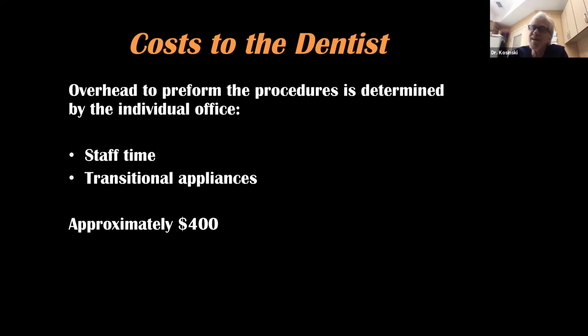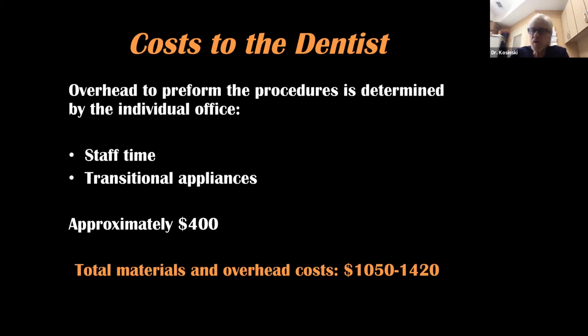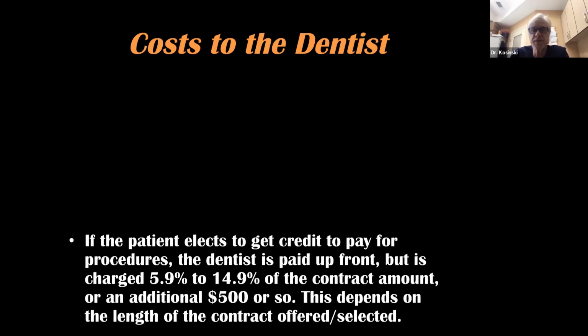So how long is it going to take you to do this procedure? So let's look at material costs, implant costs, lab costs, and your overhead for an hour can range from $1,050 to $1,420. Be realistic. You need to calculate those numbers.